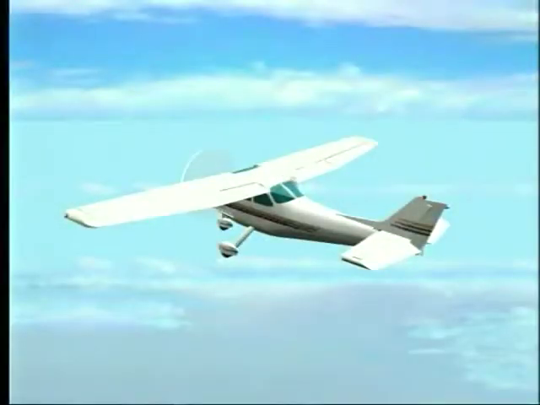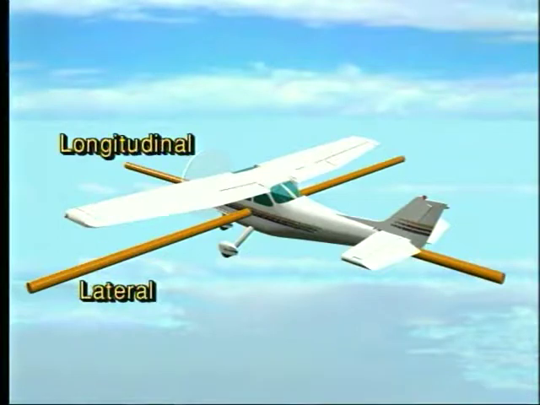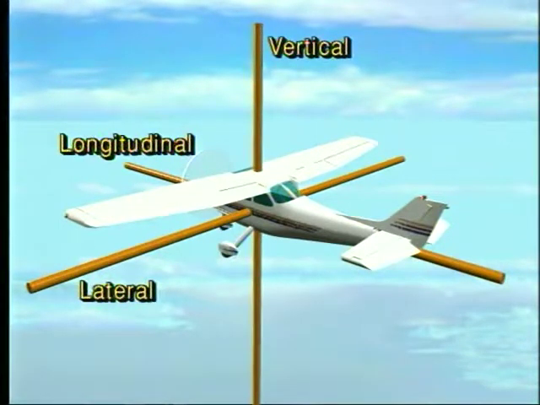Since an aircraft operates in a three-dimensional environment, aircraft movement takes place around one or more of the three axes of rotation. They are called the longitudinal, lateral, and vertical axes of flight.